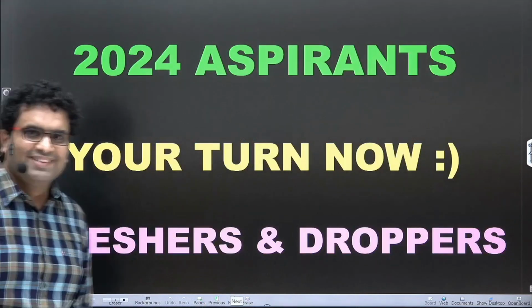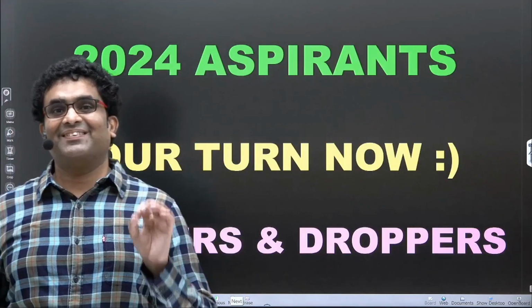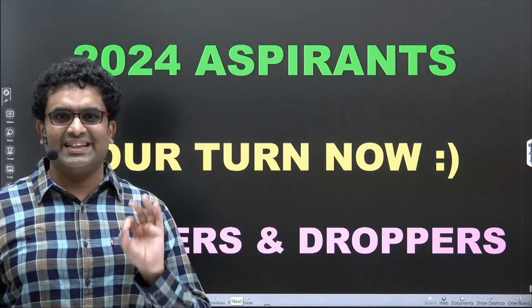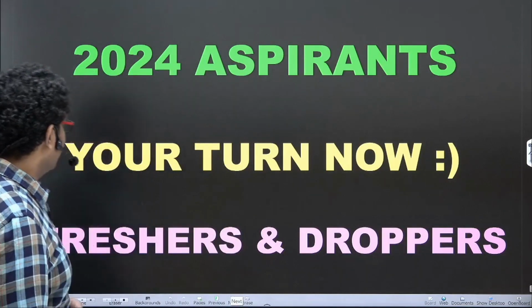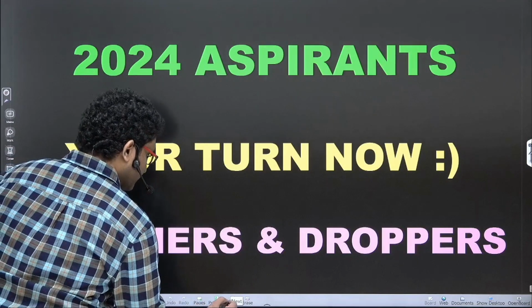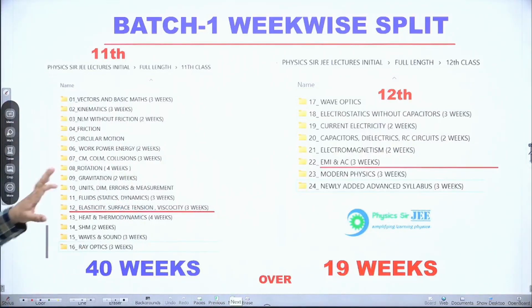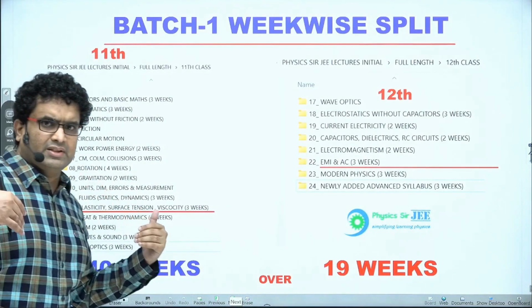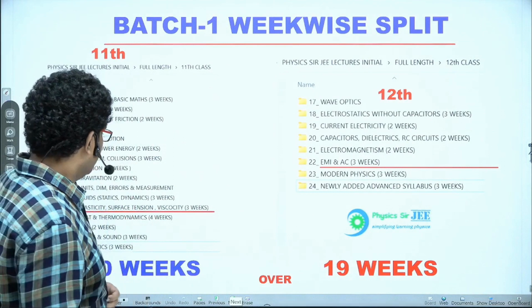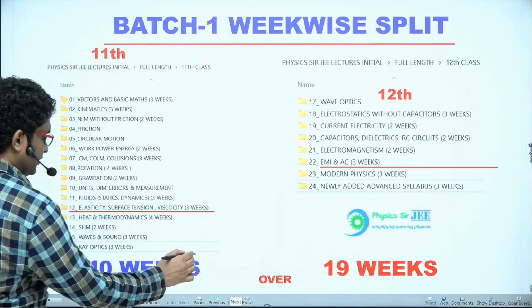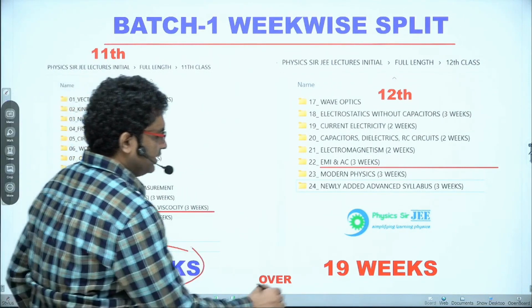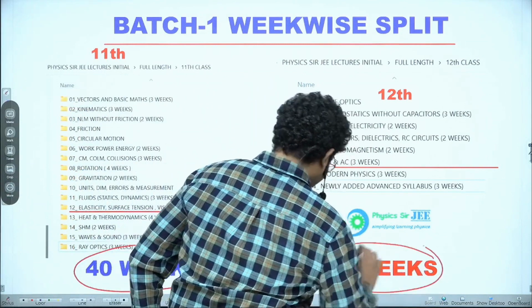So now 2024 aspirants who are waiting for the batch 2 launch of the detailed course. So let me move forward very quickly now. Both freshers and toppers, so this was the batch 1 or the first batch that 2024 detailed course was launched. For them, the 11th syllabus was demarcated as this 40 weeks and the 12th was demarcated as 19.